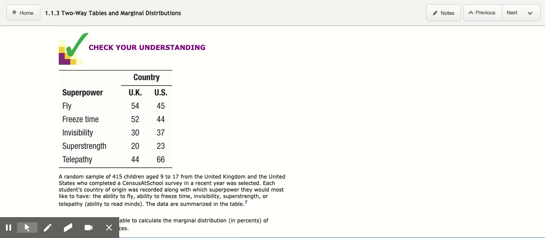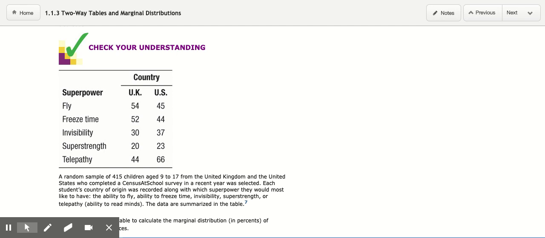All right, so let's look at an example to tie all of the ideas of analyzing categorical data together. So we have an example here where you have options of superpower. So there's fly, freeze time, invisibility, super strength, and telepathy. They went to two different countries and did this survey, the UK and the US. 415 children total. They were aged between 9 to 17.